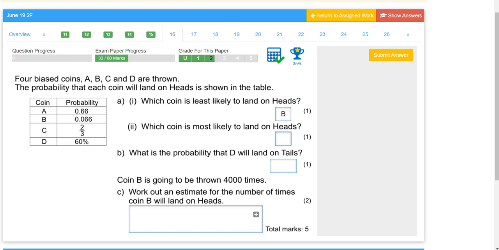Which is the most likely? What's going to be the largest number? And C is slightly larger than A, because to 3 decimal places, A is 0.660, but C is 0.666 because it is recurring. So it's going to be C is most likely.